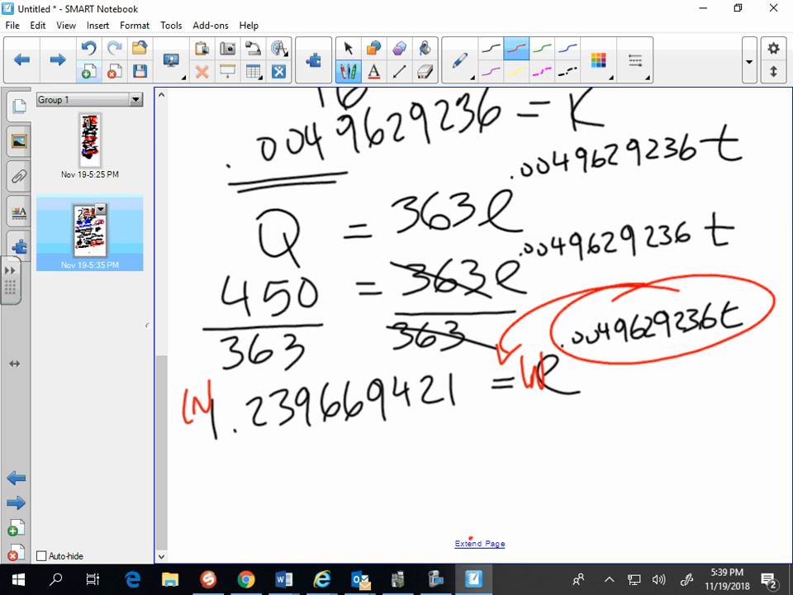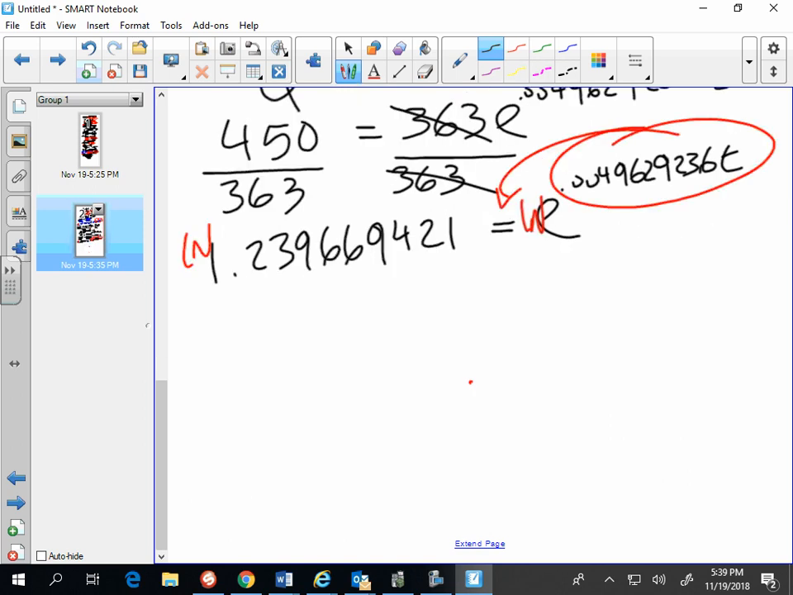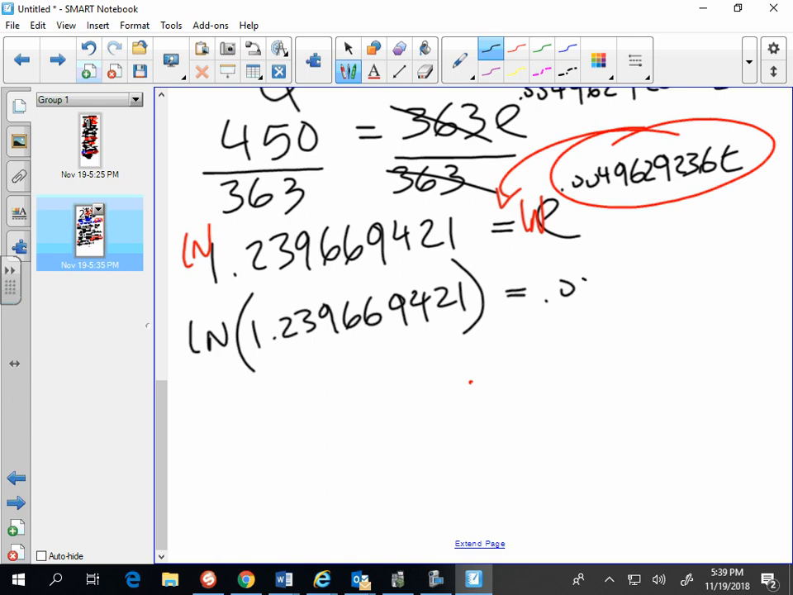All right, so what do we get then? We get the ln of 1.239669421 equals 0.00496292236t. And if I want to know what t is, I have to divide both sides by this rate.